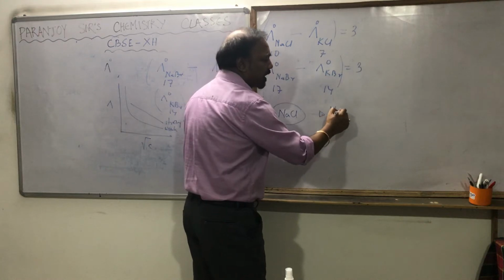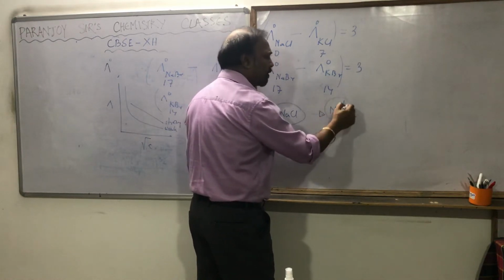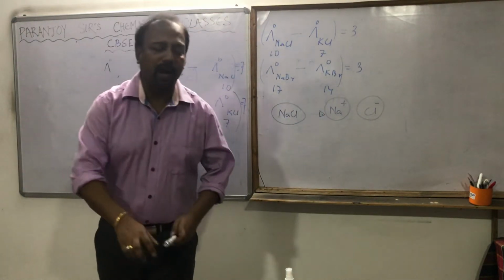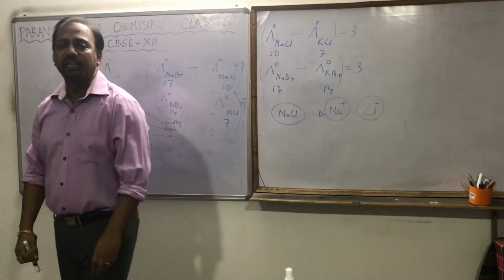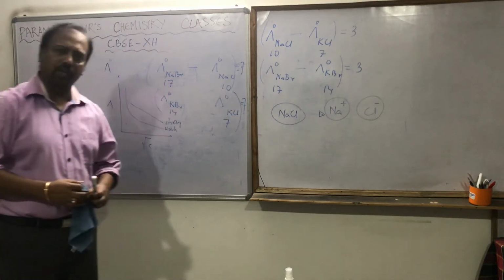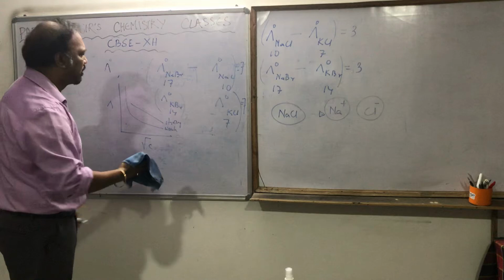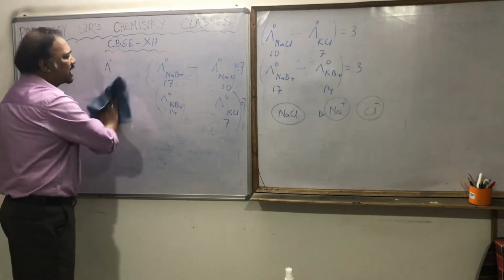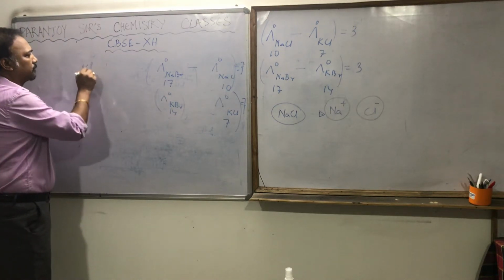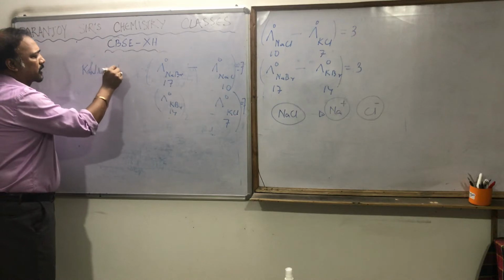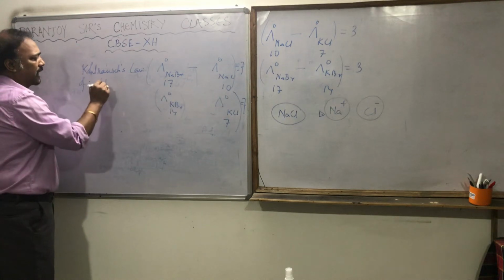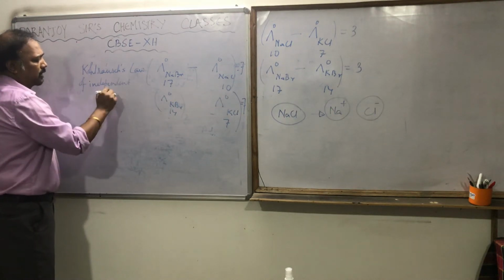It's the contribution by the individual ions. That means it is because of sodium ion and because of chloride ion, because they are migrating, they are moving individually and independently. And hence he proposed a law, which we can very easily explain now, and hence it is known as Kohlrausch's law of independent migration. Independent migration means what?